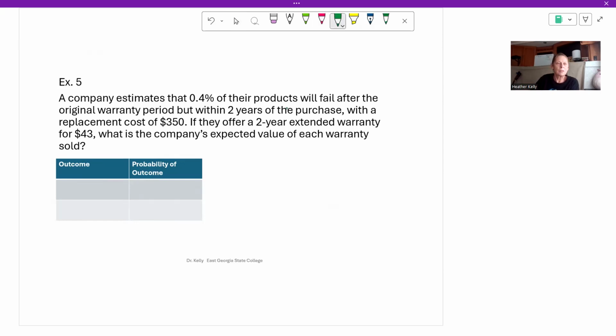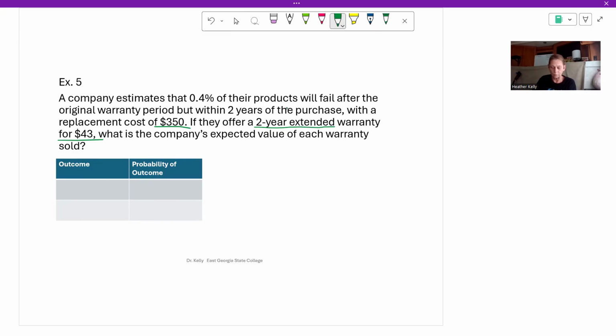Let's move on. A company estimates that 0.4% of their products will fail after the original warranty period, but within 2 years of the purchase, with a replacement cost of $350. If they offer a 2-year extended warranty for $43, what's the company's expected value of each warranty sold?